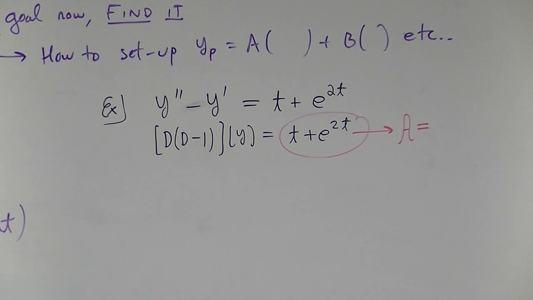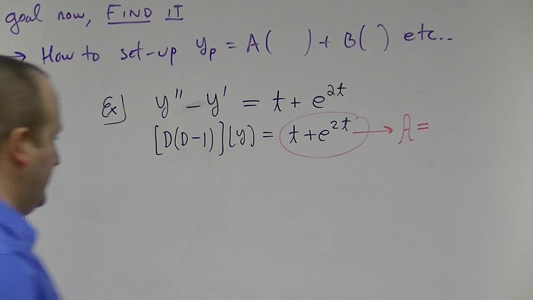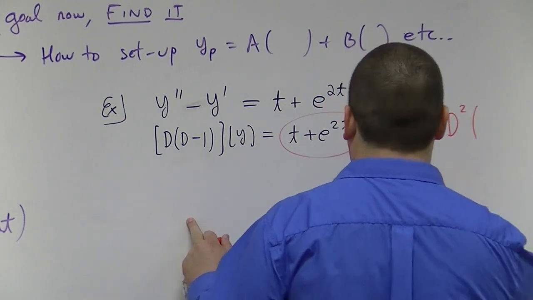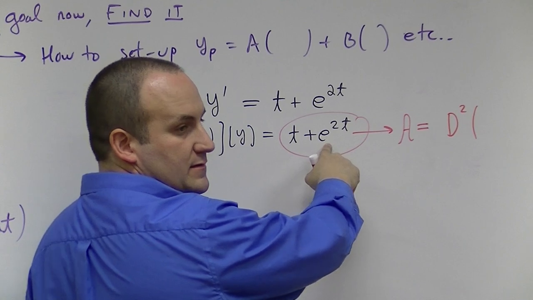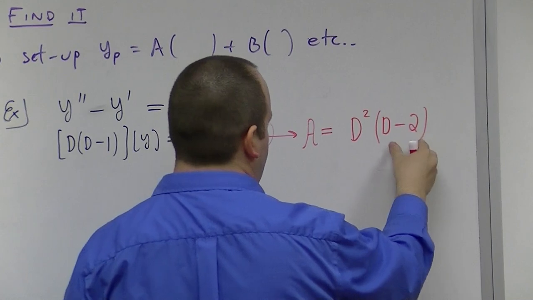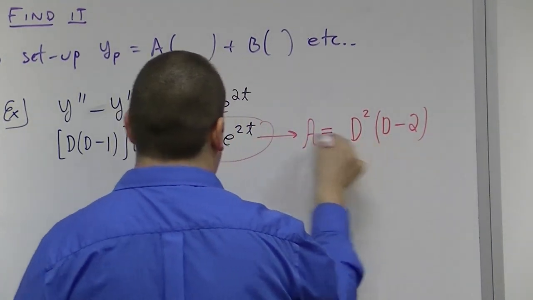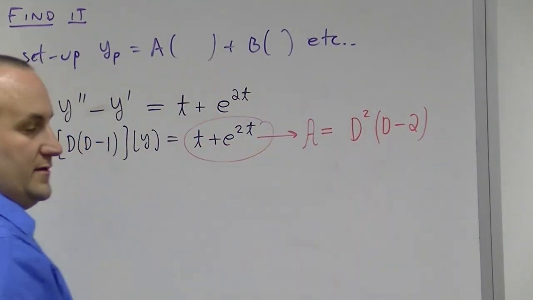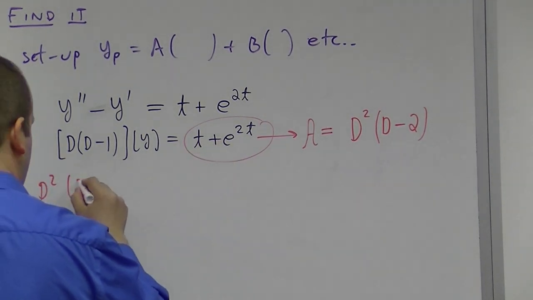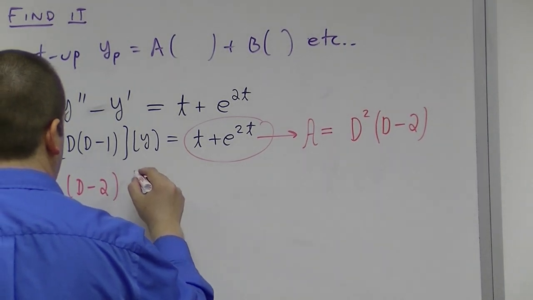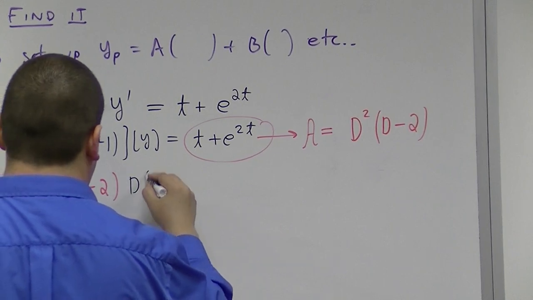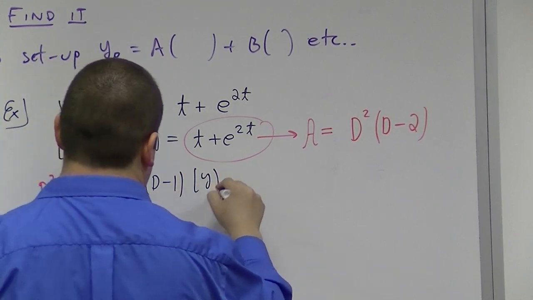But could you make tangent into like sine or cosine? No, can't do it. So D squared, and how do I kill e to the 2t? D minus 2, right. And if you multiply them, again, they commute. So this piece kills that, and this piece kills that. So then I just take this differential equation and apply D squared, D minus 2, and then my original, D times D minus 1, acting on y equals 0, right?